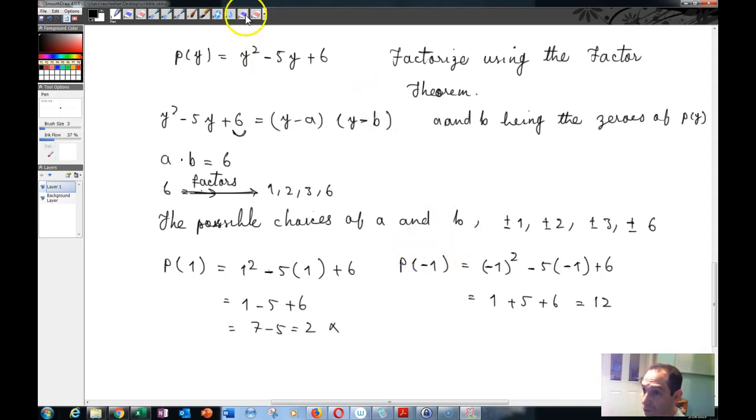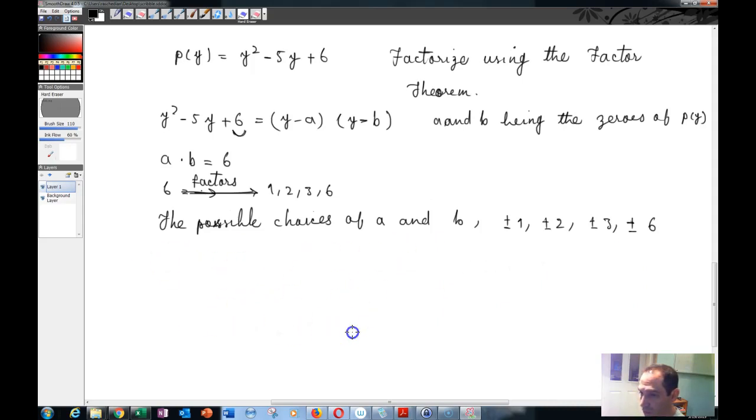So let's go, for example, with the number 2. Now I start with positive 2, so P of 2 is equal to 2 squared minus 5 times 2 plus 6, which is equal to 4 minus 10 plus 6, which is 4 plus 6 is equal to 10. 10 minus 10 is equal to 0. So that's one of your numbers. Number 2, positive 2, is one of your numbers.